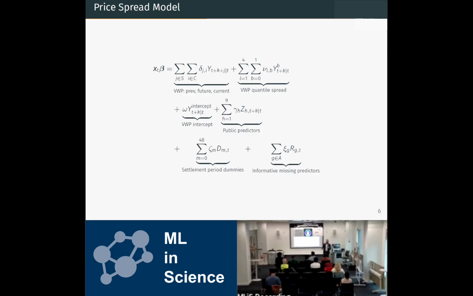I forgot to tell you that the granularity of our data is half-hour frequency, so you expect 48 settlement periods per day. And the other term is the informative missing predictors.